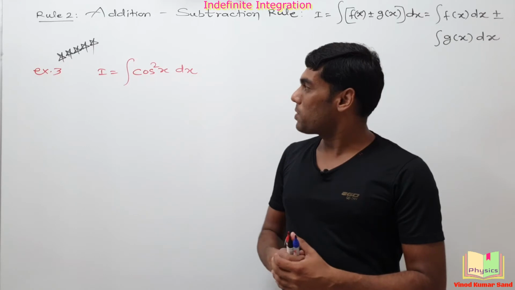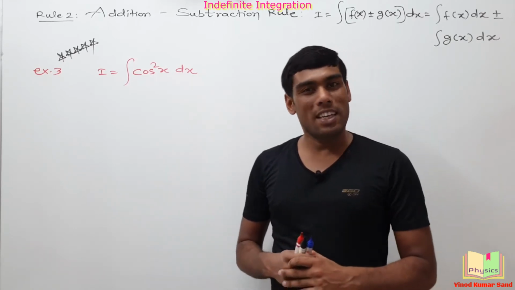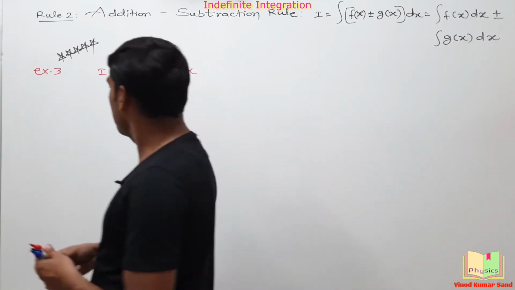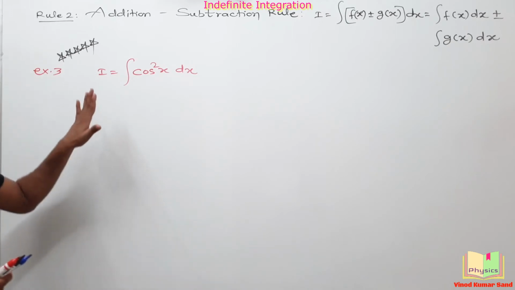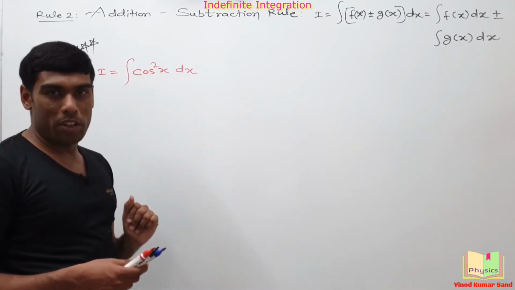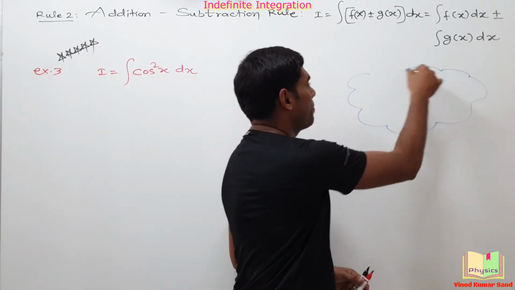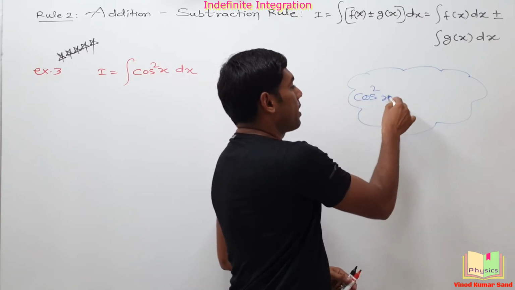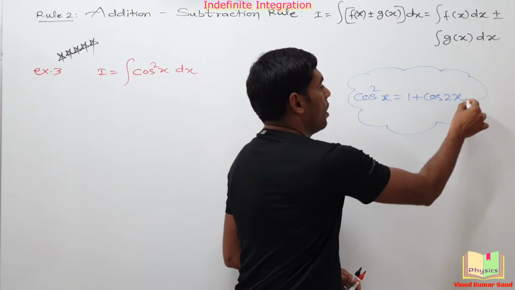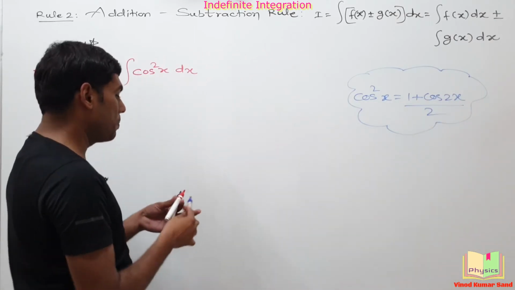Here is example number 3, identical to the previous question. You can pause and you can give it a try. This is also an important one. We do not have any direct formula for the integration of the cos square function. So again, we'll be taking the help from trigonometry. The cos square x in trigonometry is written as 1 plus cos 2x by 2. Check the trigonometry video, you'll get it there.